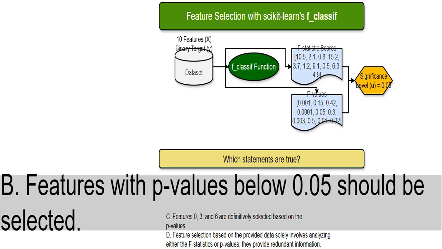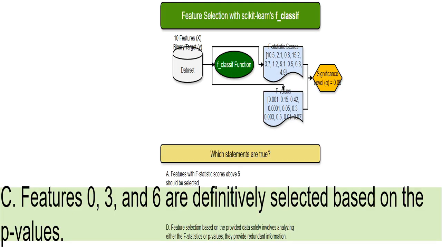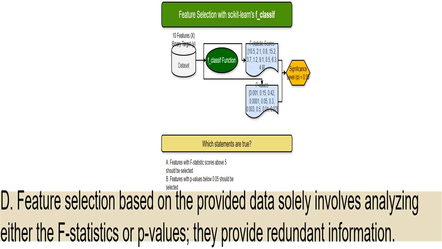This statement is correct. If a feature's p-value is below my significance level, 0.05, I reject the idea that the feature is unimportant. Hence, the feature is selected. This is also correct. Looking at the p-values given, features 0, 3, and 6 all have p-values less than 0.05 and hence are significant.